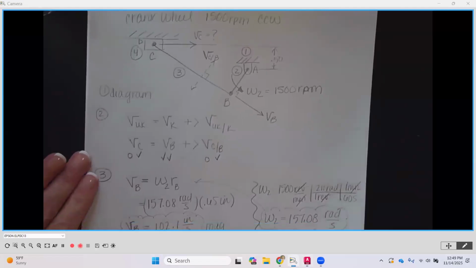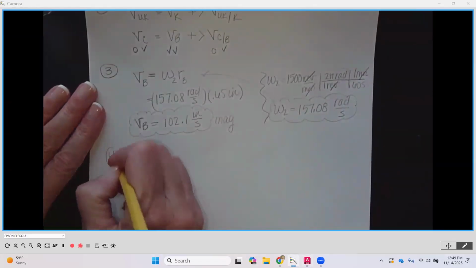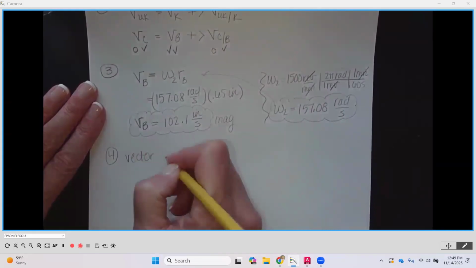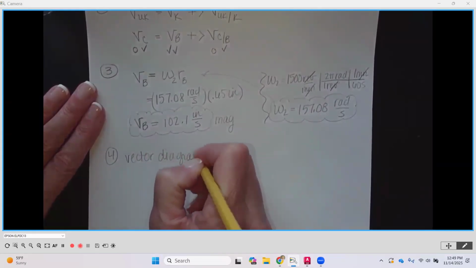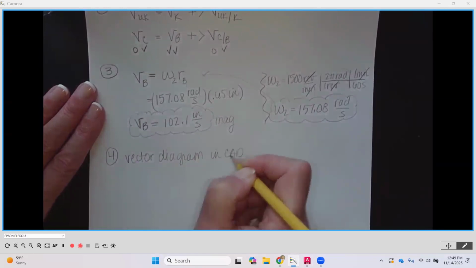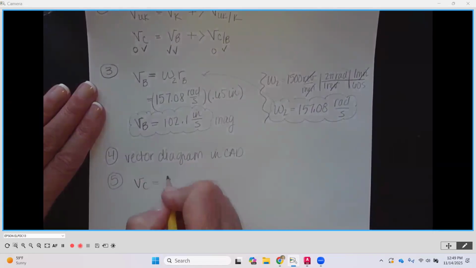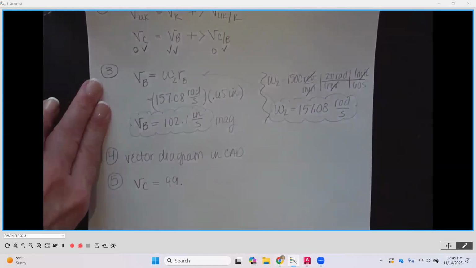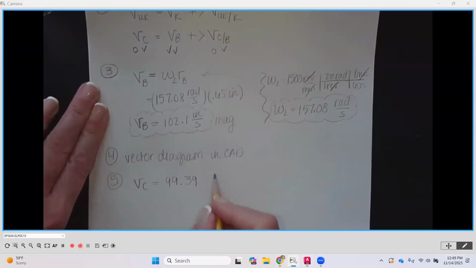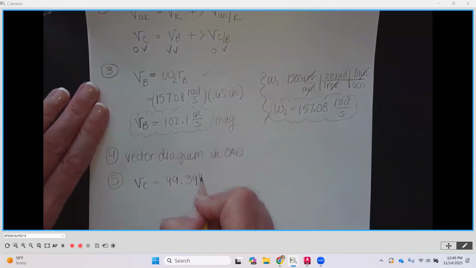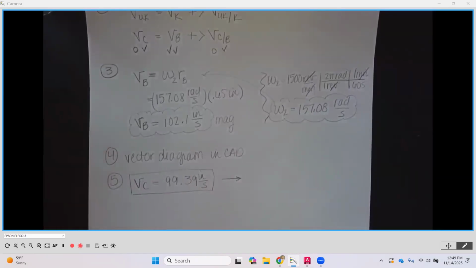So if I go underneath here, number 4 is going to be vector diagram in CAD. And then step number 5 is our velocity of C is equal to 99 point, I forgot my number, 99.39. And our units are going to be inches per second, okay? And it is going to be moving to the right. So this is our final answer, okay?